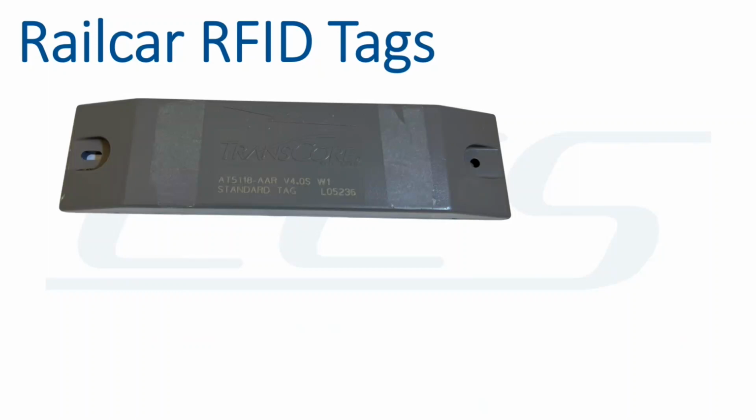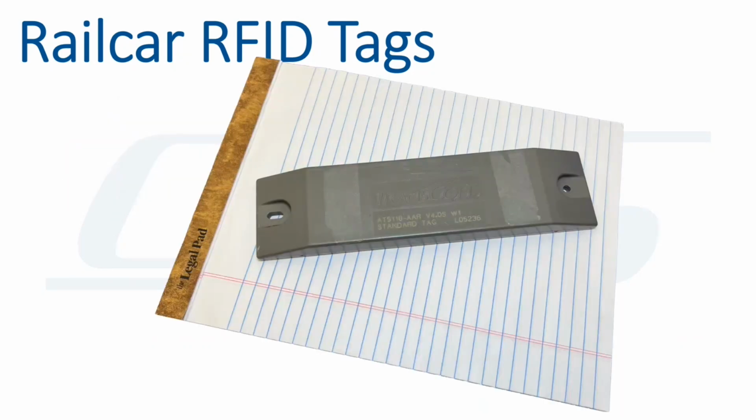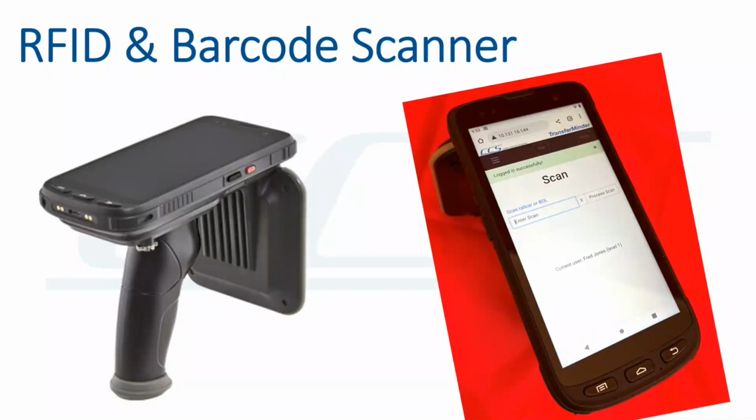The railcar RFID tags are pretty rugged. One is shown here on a pad of paper so you can get the idea of the dimensions. As we talked about in webinar 1, the railcar RFID tags are a little different than most other RFID tags. They have a special protocol, and so not every RFID scanner can read them. The scanner that we are using in the examples today is one of the ones that can read them.